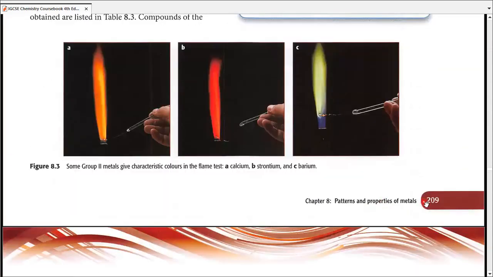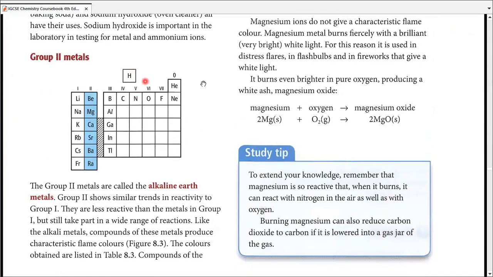Group 2 metals is present on page 209 in chapter 8. Now, what's group 2? It starts with beryllium, then we have magnesium, calcium, strontium, barium, and radium. Again, radium is radioactive and is a rare element as well. So we're not going to discuss radium in detail, but yes, we're going to discuss beryllium to barium in detail.